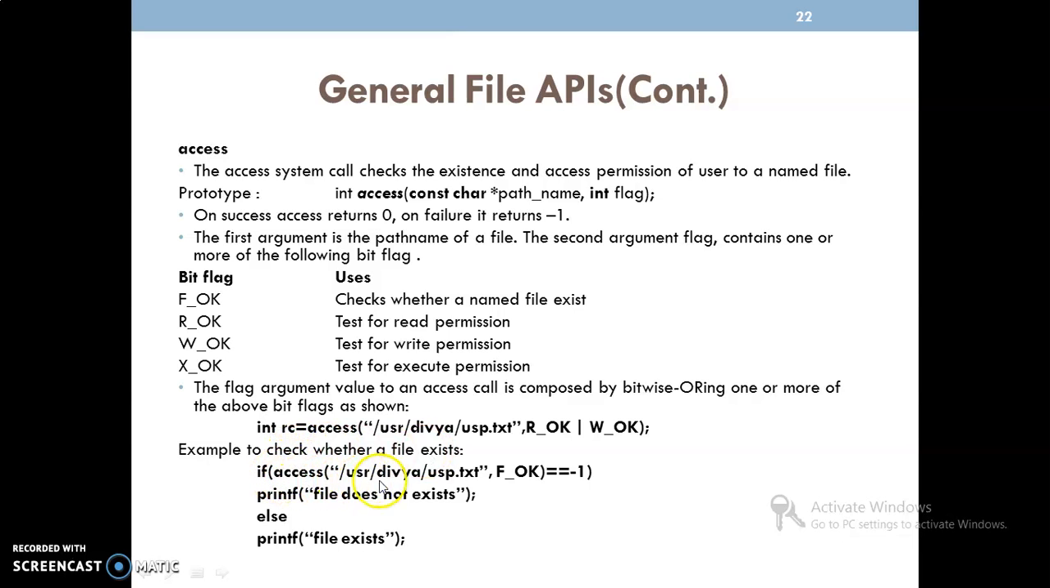Next, one more example. In access, this is the path name of the file. I am checking whether this file exists or not, by using F_OK. If it fails, it returns -1, that is, the file does not exist. Assume that this file exists; then we get that the file exists.